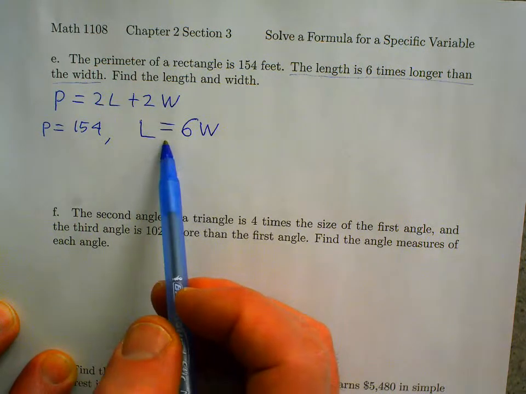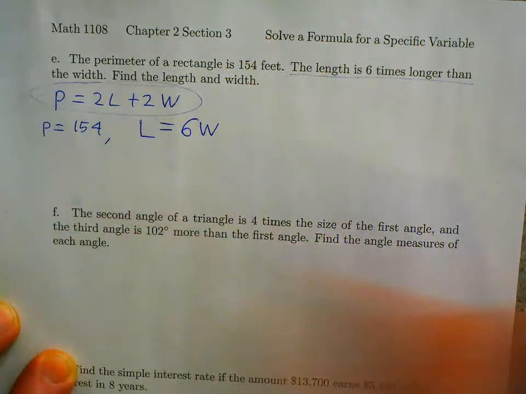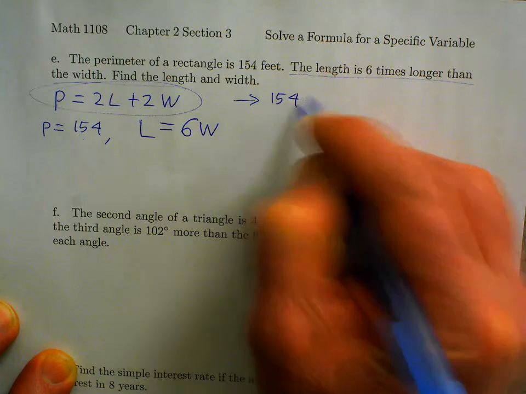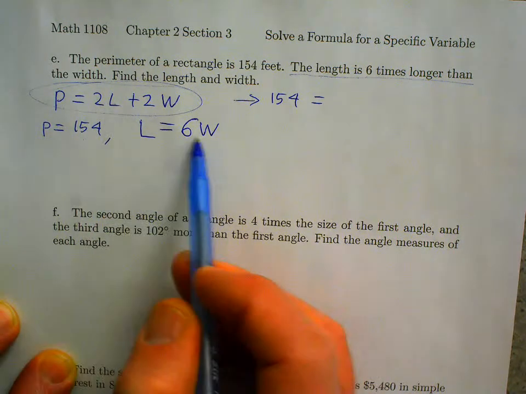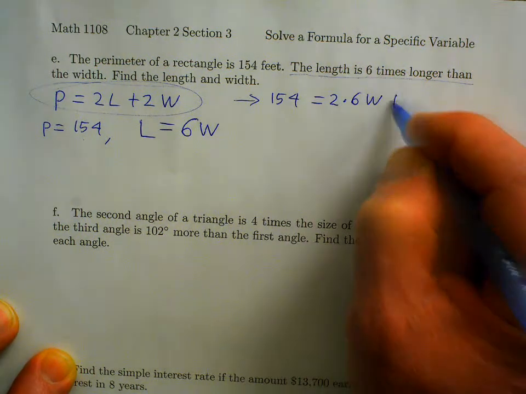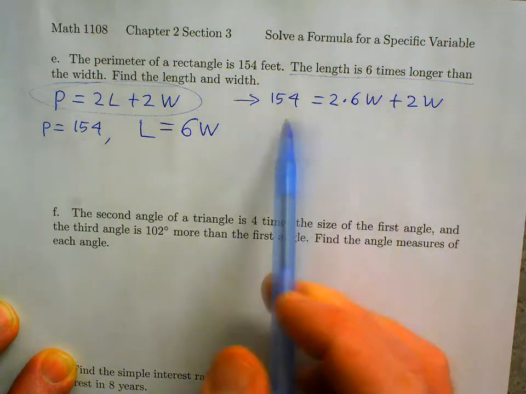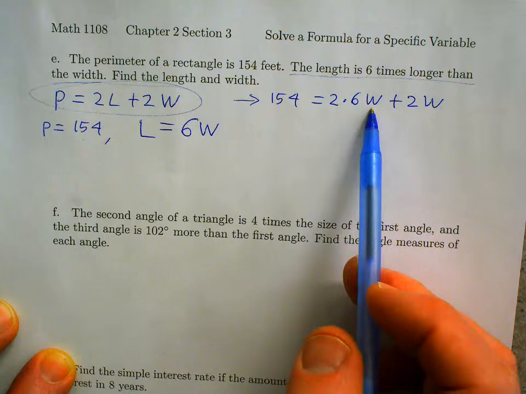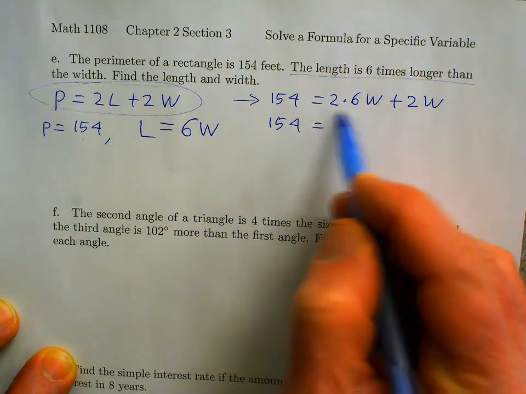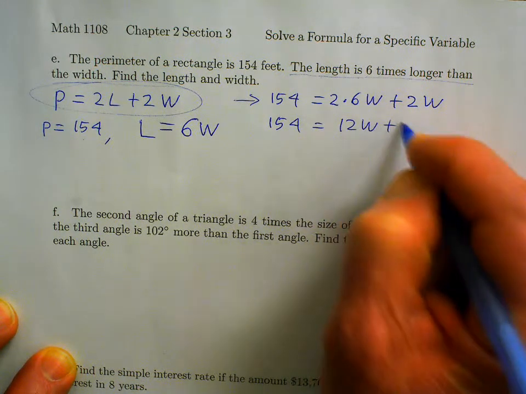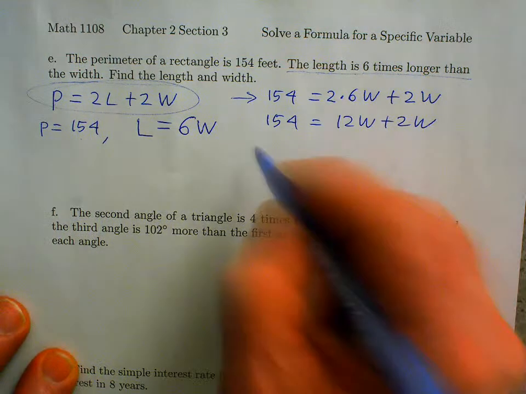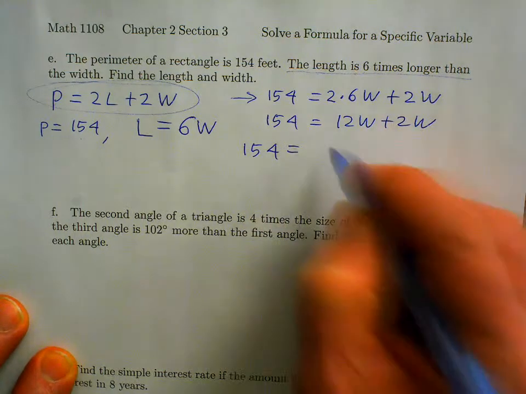So what we'll do is in the formula, we replace capital P with 154, replace L with 6W, so we have 2 times 6W, and then plus 2W. What we have is just an equation with one variable in it, and we know how to solve those kinds of equations. So first, 2 times 6W is 12W. So we get this equation: 154 equals 12W plus 2W. And 154 equals 14W.